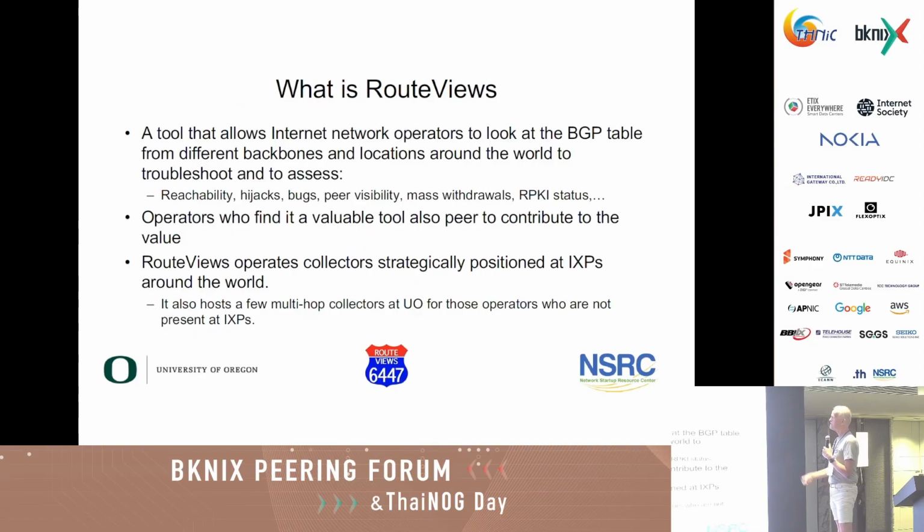What it is, it's basically a looking glass. If you know what a looking glass is, it's somewhere you can log in, have a look, and see what your BGP table looks like from a particular point in the world. There are about 50 locations. The uses are many: reachability, hijacks, bugs, peer visibility, withdrawals, RPKI. We added RPKI visibility about 2 years ago, so you can actually check the validation state of your prefixes.